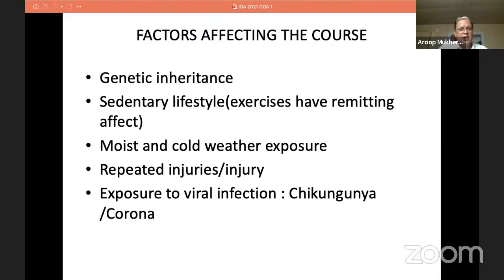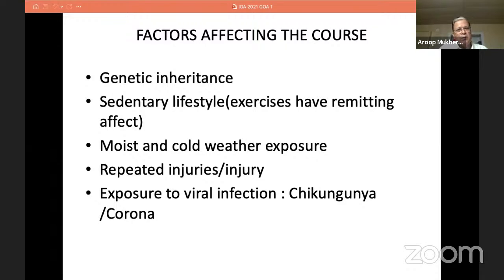What makes the situation worse is moist and cold weather exposure, repeated injuries, and exposure to viral infection. An osteoarthritis patient, or a patient who has backache or knee pain, a spondyloarthritis patient, will get a flare-up after a minor whiplash injury or a minor sprain of the back, or with a viral infection like chikungunya or COVID-19.